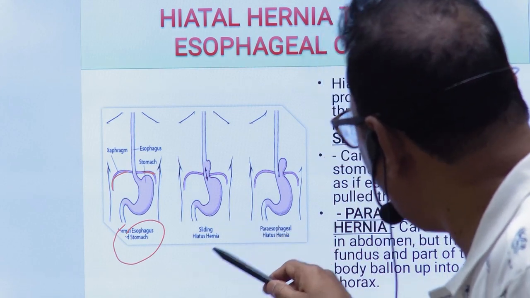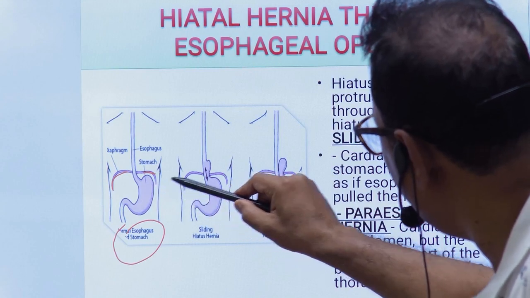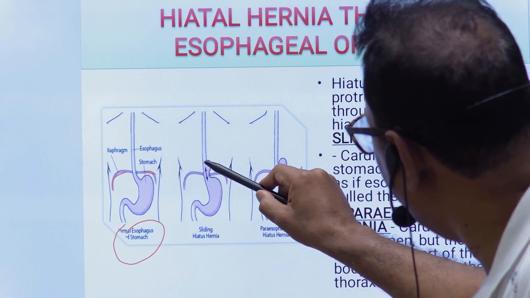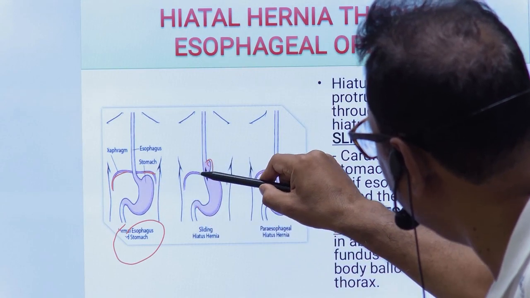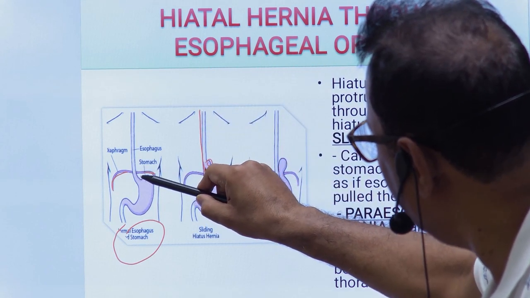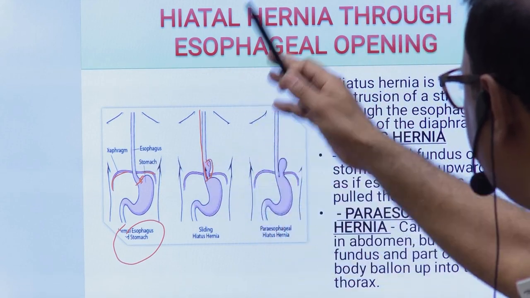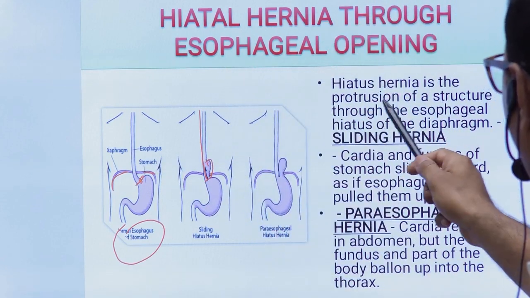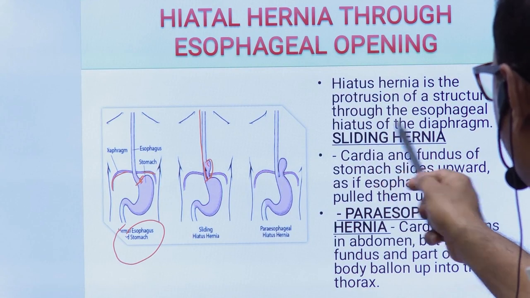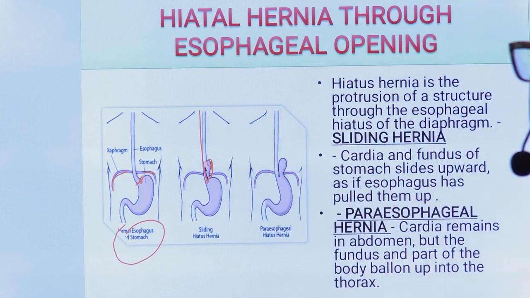In sliding hernia, what is happening? It will just slide. So this level will go over here. In sliding hernia, this cardiac level will go over here. Only the level will change. There is protrusion of the structure through the oesophageal hiatus of the diaphragm.